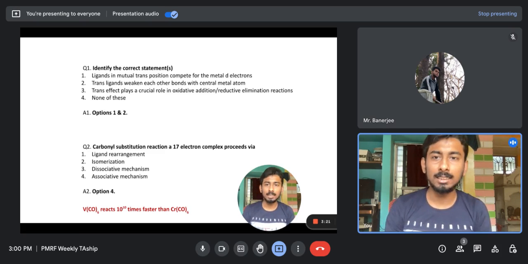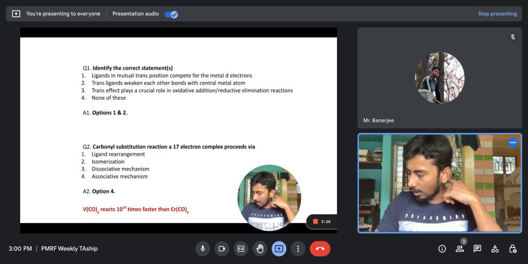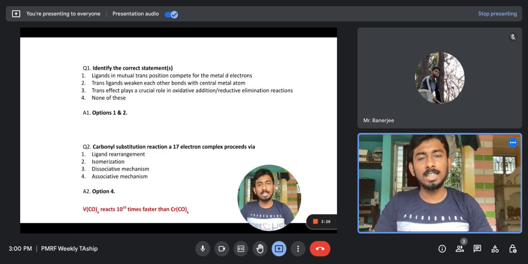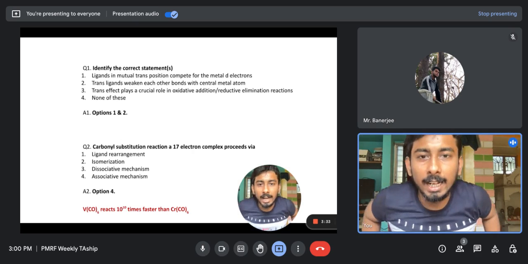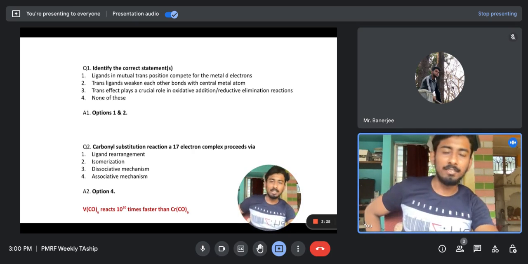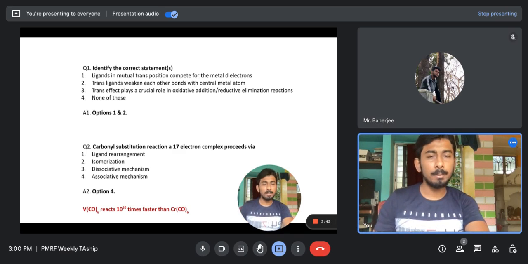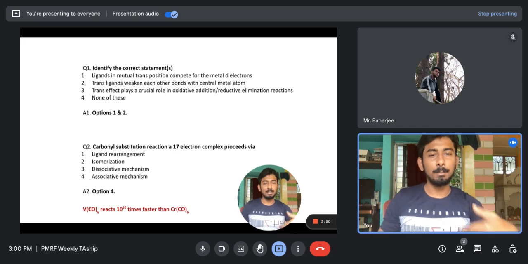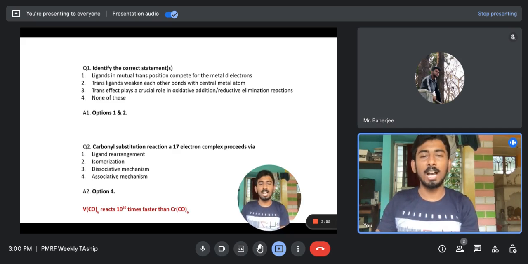But there is a catch: the trans effect does not play any role in oxidative addition or reductive elimination reactions. Because in oxidative addition, the central metal atom gets oxidized by 2 units. So if it is in the plus 1 oxidation state, it will go to plus 3. If it was in plus 2, it will go to plus 4. And in reductive elimination, the opposite takes place. So if the metal is in plus 2 oxidation state, it will go to 0. If it's in plus 3 or plus 4, it will come down to plus 1 or plus 2.